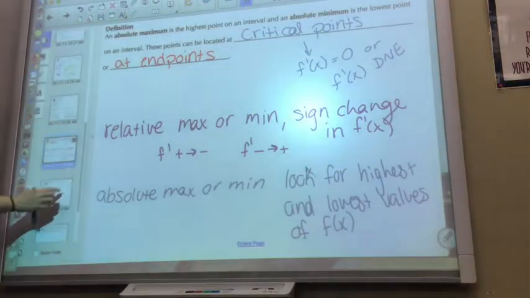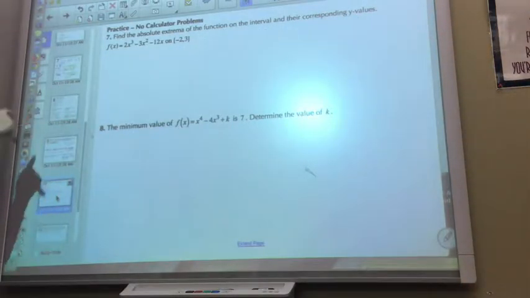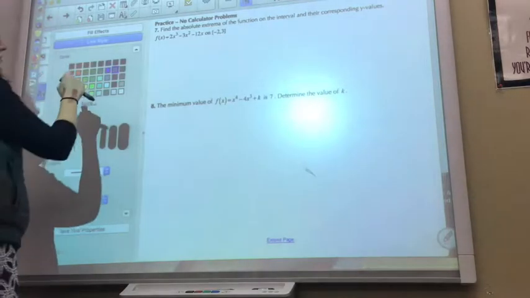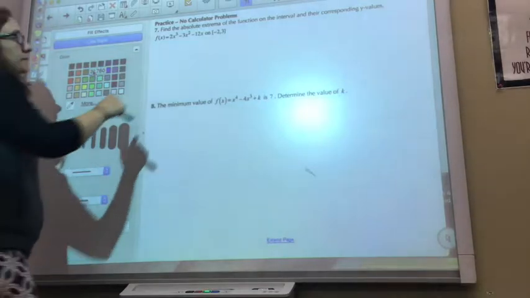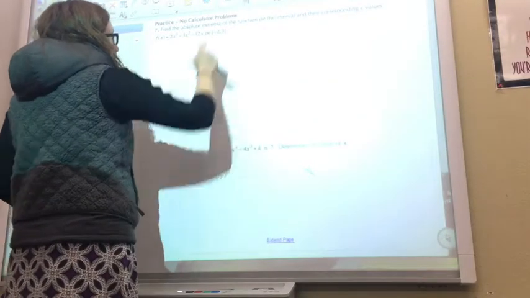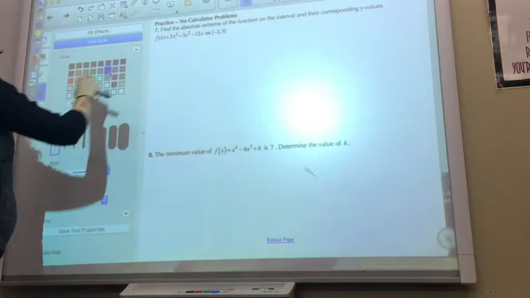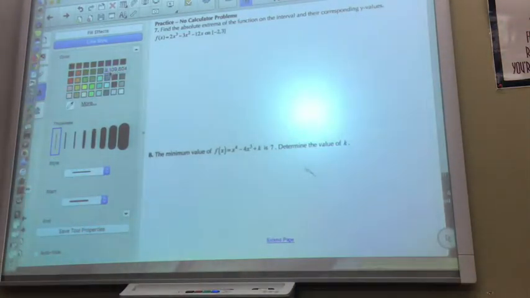So, let's do an example. Number 7 says find the absolute extrema of the function on the interval and their corresponding y values. So, we have f of x equals 2x cubed minus 3x squared minus 12x on the interval -2 to 3. Peyton, do you want to deal with critical points or endpoints first?